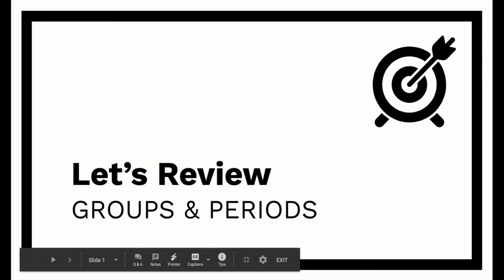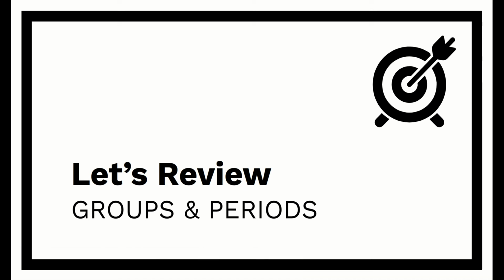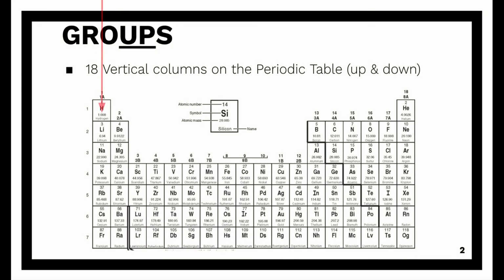All right, so before we move on to today's assignment, we're just going to review what we learned last week, which is groups and periods. Okay, so remember, groups go up and down, and they're the 18 vertical columns on the periodic table.